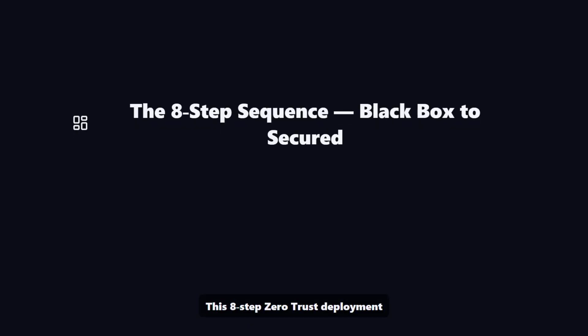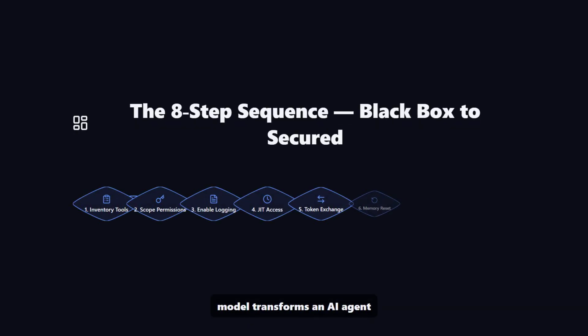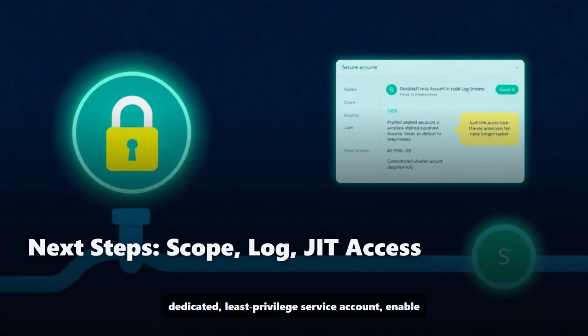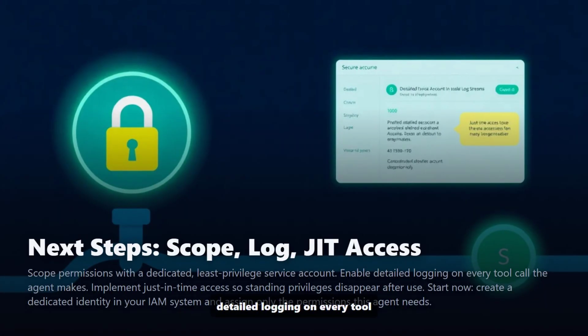This 8-step zero-trust deployment model transforms an AI agent from a black box into a secured workload. Start immediately. Download the AI Agent Tool Inventory template from our resources and list every tool your agent uses today. Next, scope permissions with a dedicated, least privileged service account. Enable detailed logging on every tool call and implement just-in-time access. Start now by creating a dedicated identity in your IAM system and assigning only the permissions this agent needs.